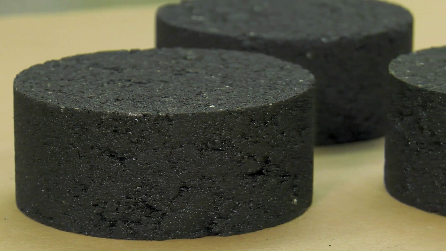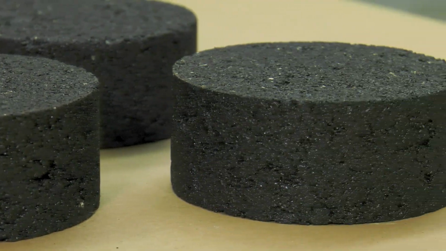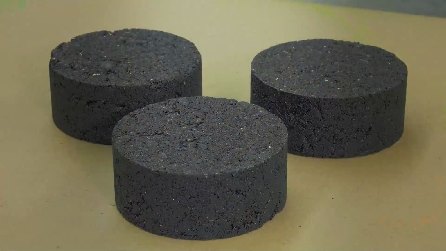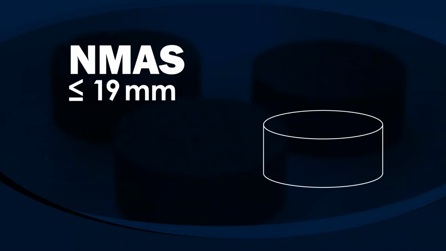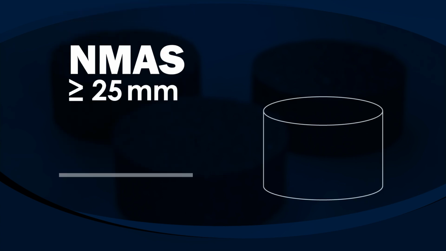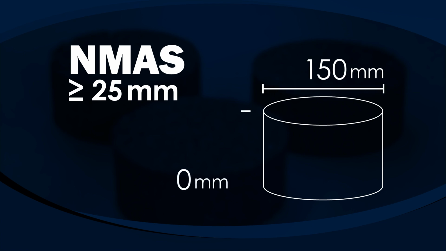The ITCT test can be performed on laboratory-prepared test specimens or cores taken from the field. For the mixtures with a nominal maximum aggregate size of 19 mm or smaller, the specimens should be 150 mm in diameter by 62 mm thick. For the mixtures with a nominal maximum aggregate size of 25 mm or larger, specimens should be 150 mm in diameter by 95 mm thick.